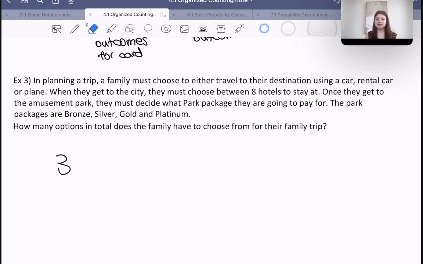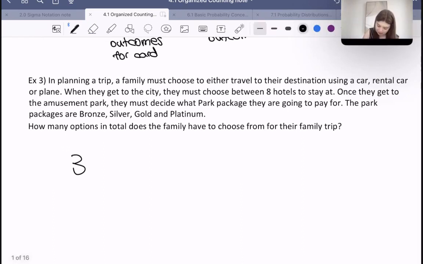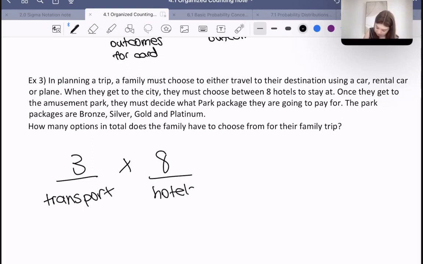When they get to the city, they must choose between 8 hotels to stay at, so times 8 for the hotels. And I'll write this transport. This is hotels. Once they get to the amusement park, they must choose what park package, and the choices are bronze, silver, gold, platinum. So that's 4 choices, right? Bronze, silver, gold, platinum is 4. So let's say park package.